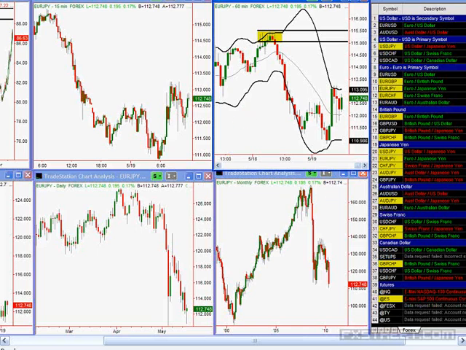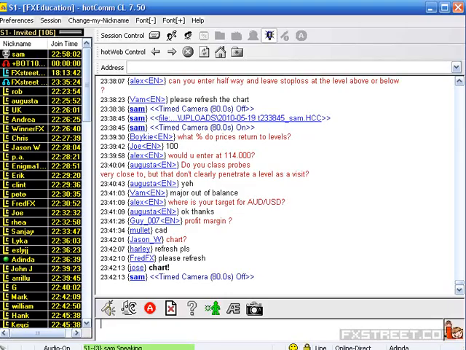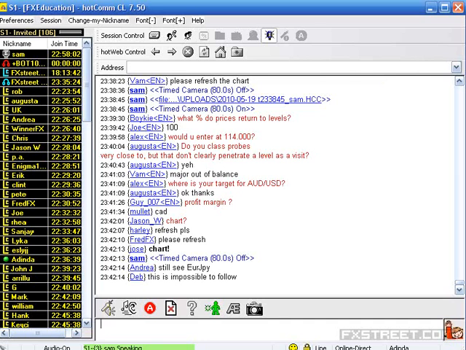Now why was target 1 here? Because this is the high point of the origin of this rally. Remember, the origin of rallies is where demand exceeds supply. The origin of declines is where supply exceeds demand. Make sense? Oh, please refresh. Sure.